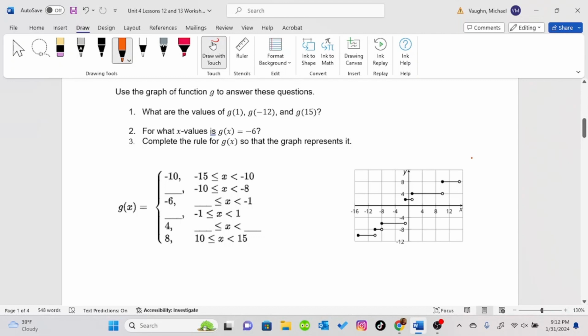So if I want to know what g of 1 equals, I go over to x equals 1 and I go up and I see that I hit a solid dot at y equals 4. So g of 1 equals 4. Next we have g of negative 12.